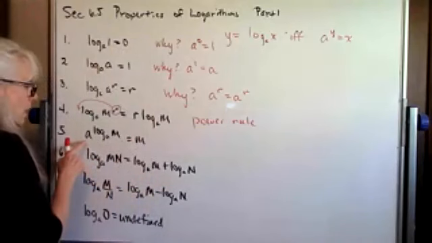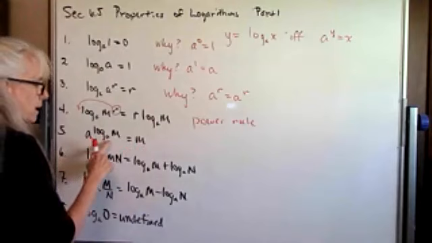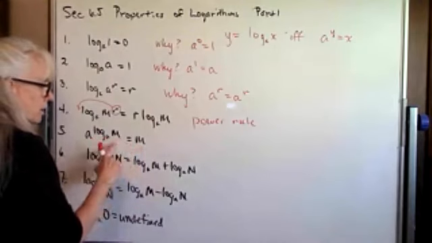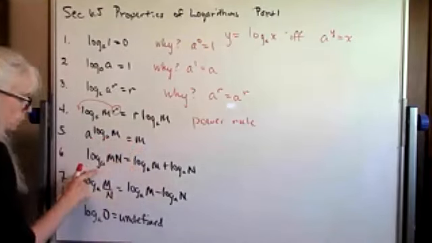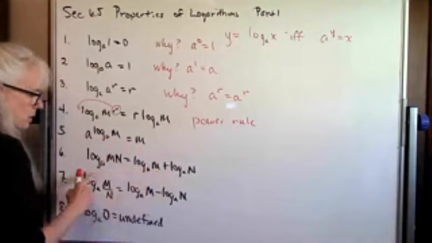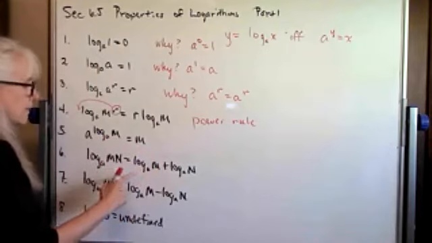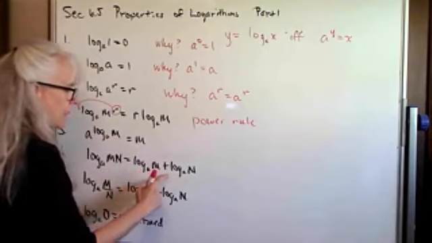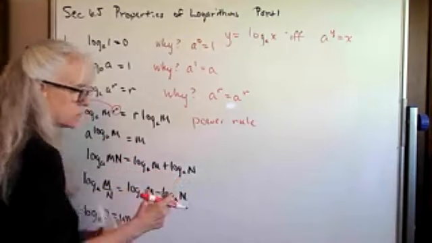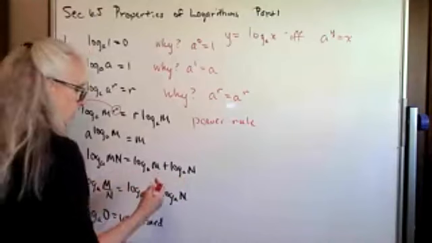We also have a property that says if I take a base of a and raise it to a log with a base a of m, then the answer is m, the argument. Property 6 is the one that lets us take a product and turn it into a sum. So if I have the log base a of a product, m times n, then that's going to be equal to log base a of m plus log base a of n. So we'll use this to expand logarithms from a product into the sum of two logarithms.